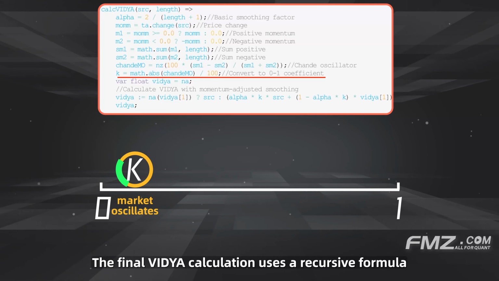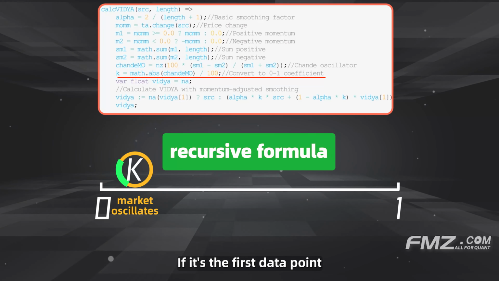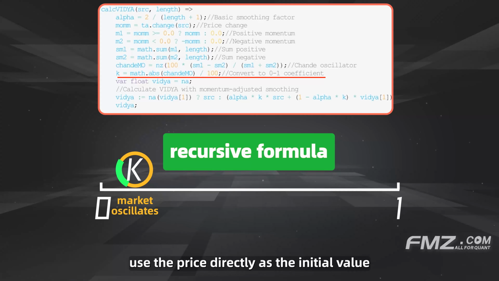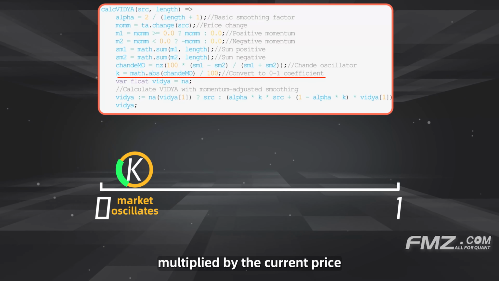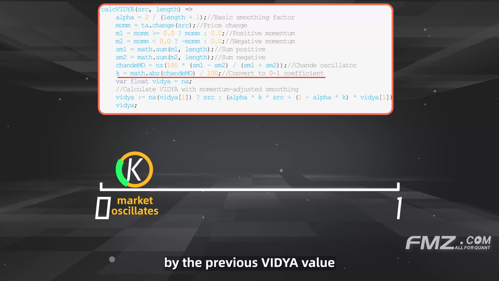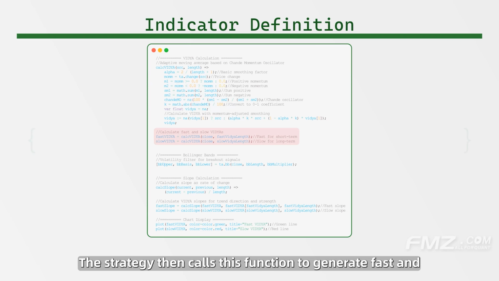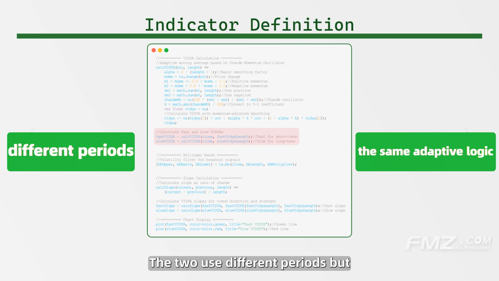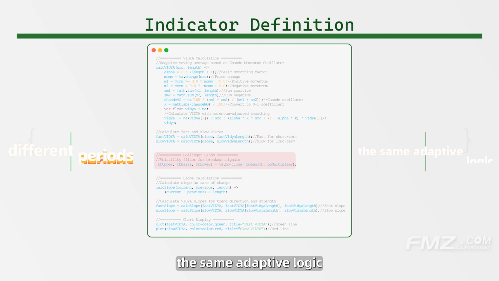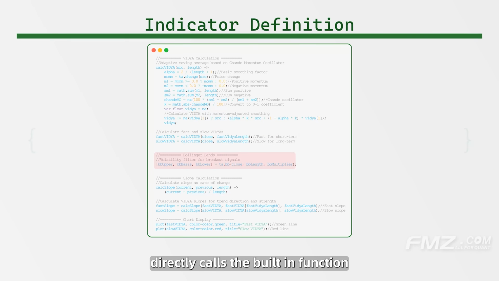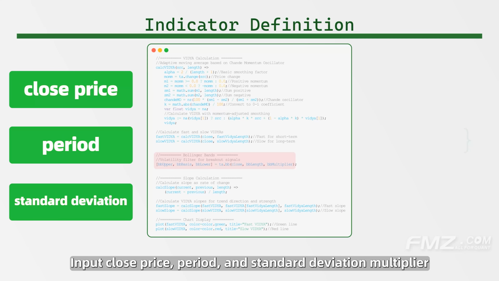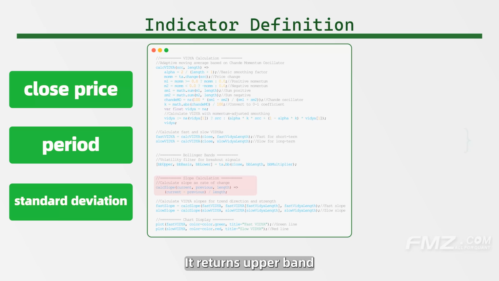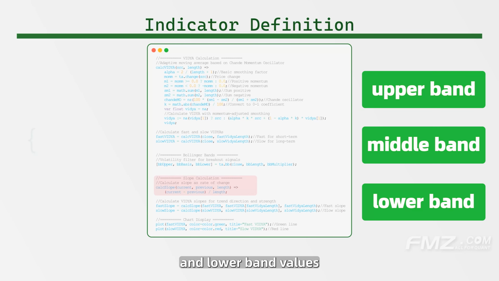The final VIDYA calculation uses a recursive formula. If it is the first data point, use the price directly as the initial value. Otherwise, use the adjusted smoothing factor multiplied by the current price plus the remaining weight multiplied by the previous VIDYA value. The strategy then calls this function to generate fast and slow VIDYAs separately. The 2 use different periods, but the same adaptive logic. The Bollinger Bands calculation directly calls the built-in function, with inputs of close price, period, and standard deviation multiplier. It returns upper band, middle band, and lower band values.